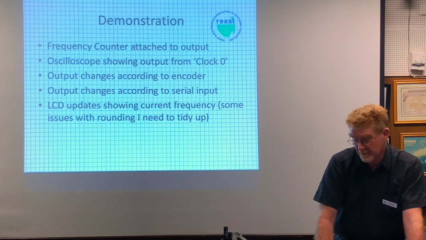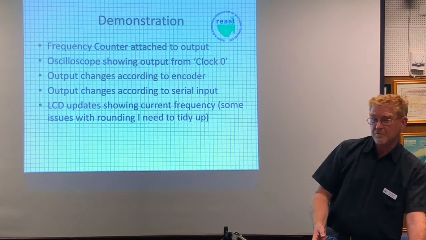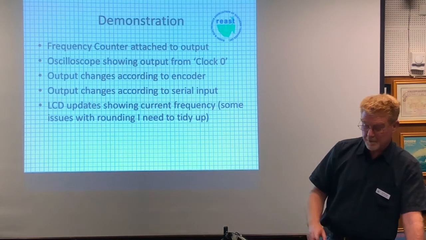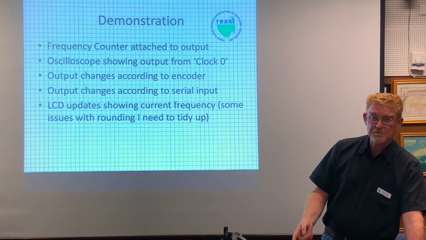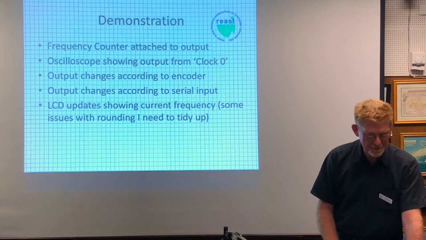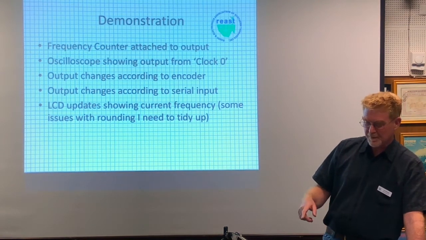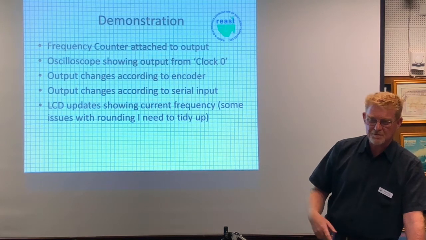I can change the frequency output in two different ways. One is by using the rotary encoder. Turn it one way, the frequency goes up, the other way it goes down. But because the Arduino's got a serial port built in, I can also do it over the serial port, which makes it a lot easier to get interesting frequencies, because you're stepping around on a megahertz basis on the rotary encoder. It takes a lot of time to change stuff.